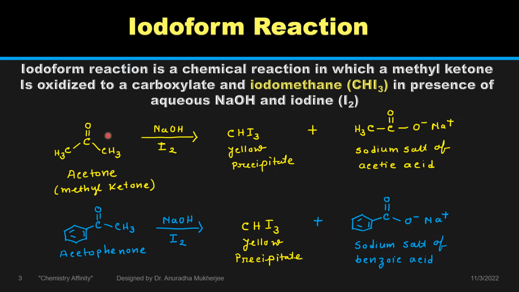Like here we have started with acetone. So this is methyl ketone. So it gives CHI3 and sodium salt of acetic acid. This is another example of methyl ketone which is known as acetophenone. So this part is methyl ketone. In presence of sodium hydroxide and iodine, it gives iodoform and sodium salt of benzoic acid.